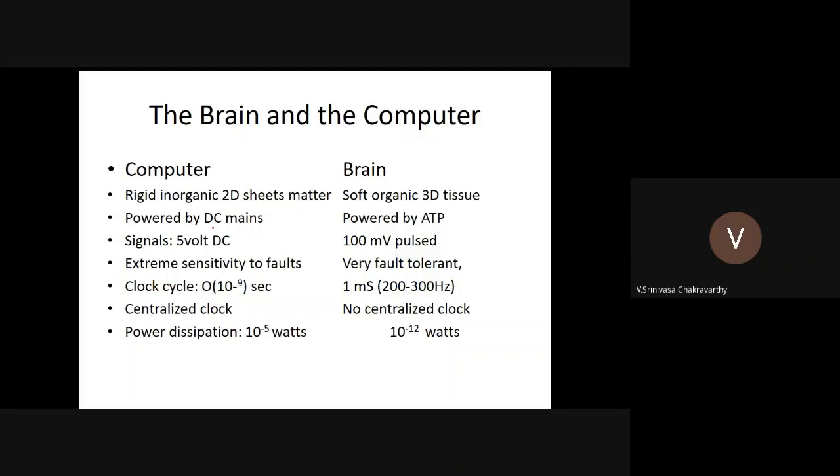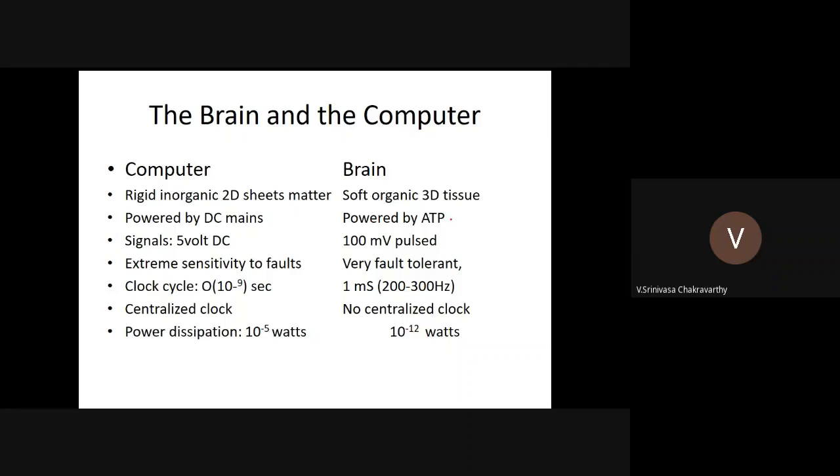Then the computer is powered by DC mains. Although the original mains is AC, once you go into the electronic circuit, it is converted to DC, right? And some kind of 5 volts or some low voltage is supplied in DC form to the circuits.